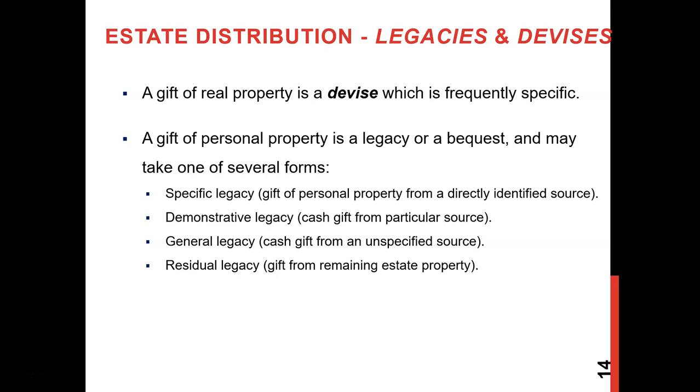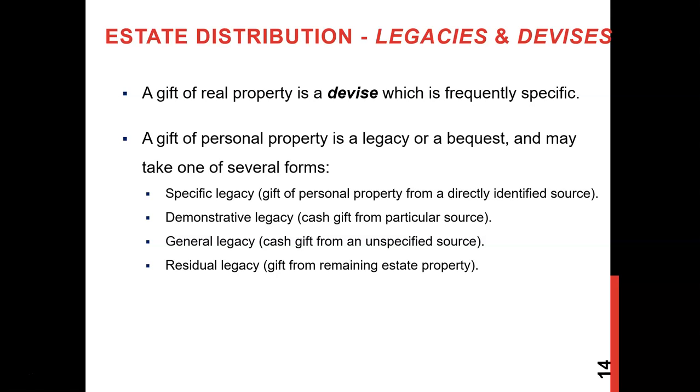So if it is mentioned any gift of real property such as land and building, it is known as a devise. And usually in most cases, that type of gift is very specific. On the other hand, a gift of any personal property is known as a legacy or bequest. There could be different types of legacy, for example, specific legacy. This specific legacy is a gift of personal property which is very specifically identified.